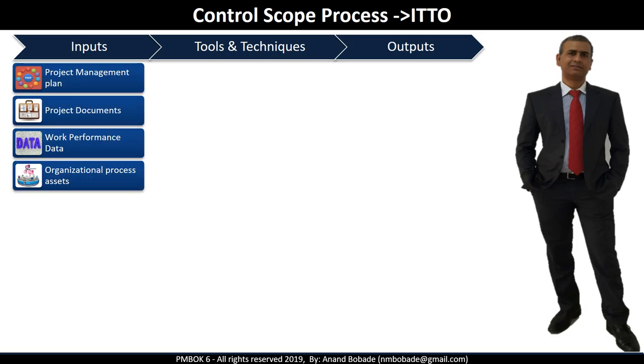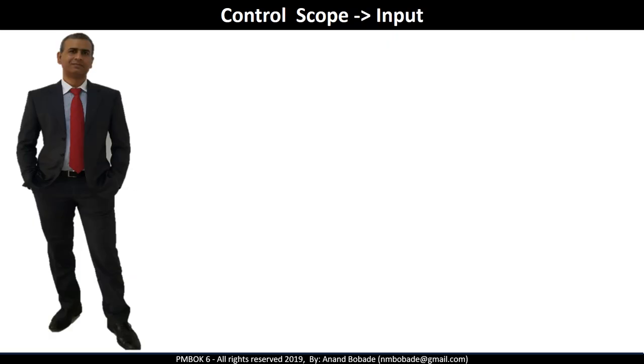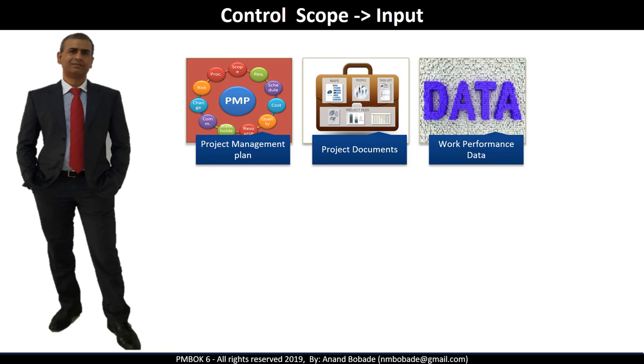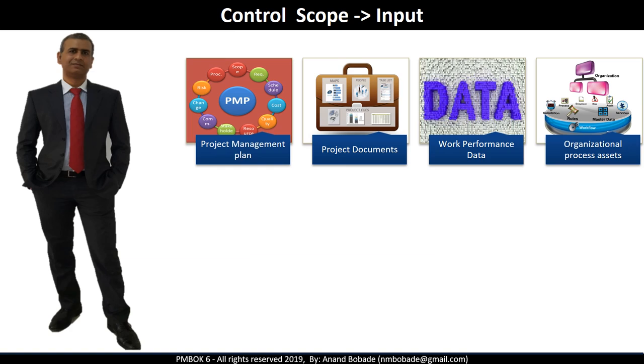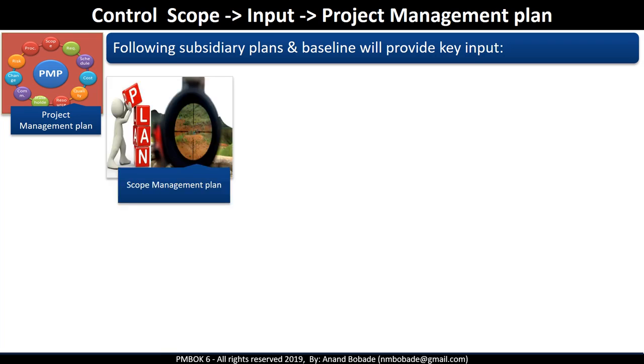Let's go through inputs, tools and techniques, and outputs. Inputs are the project management plan, project documents, work performance data, and organizational process assets. We'll talk about each in detail. Project management plan: some of the components that may be needed as an input to this process are the scope management plan. It contains guidelines on how to do all the processes of scope management, including how to control scope.